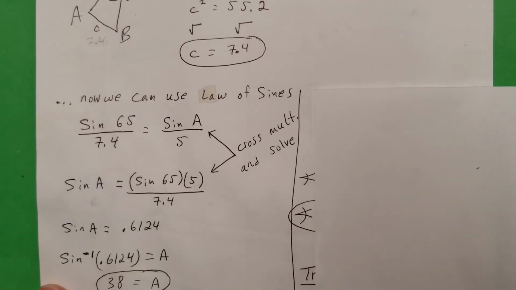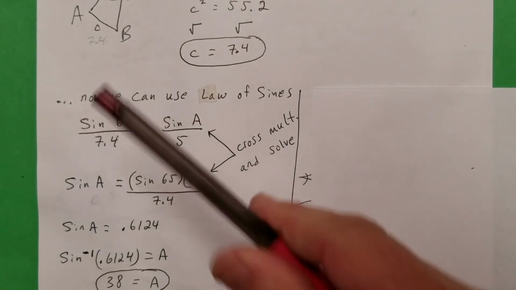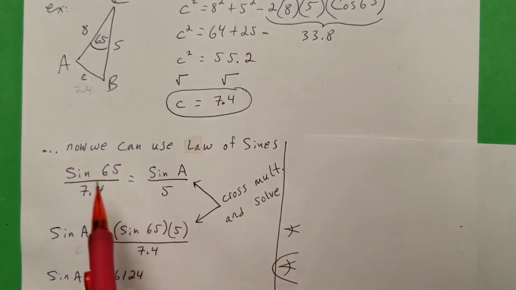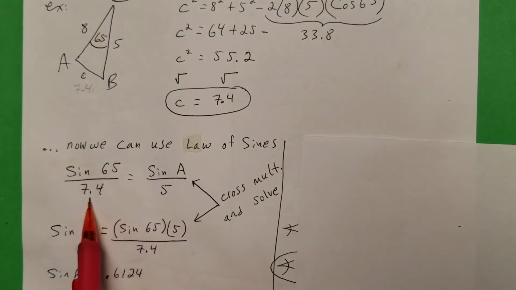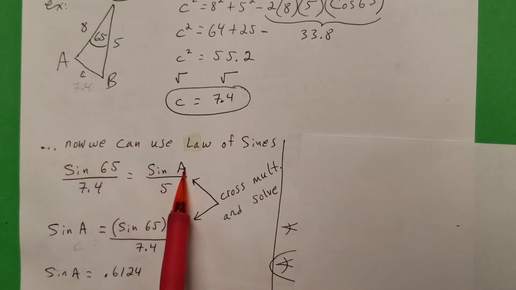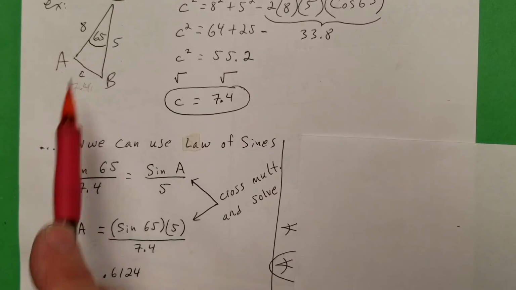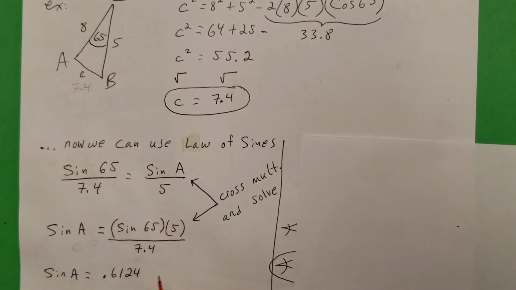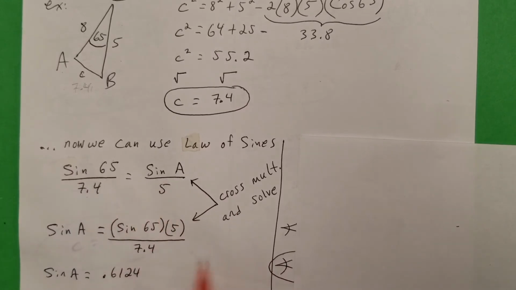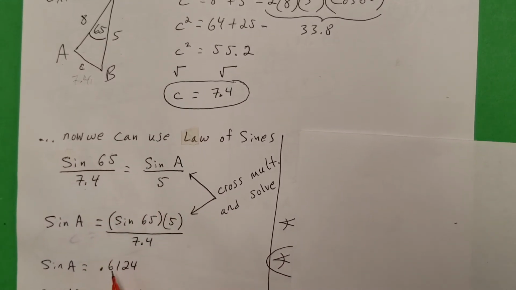So set it up really quick. 7.4 goes with 65, right? So sine 65 over 7.4 is equal to, let's go for A first, sine A over 5, right? Sine of the unknown angle over 5. So now we just have one unknown. Cross multiply and solve, right?